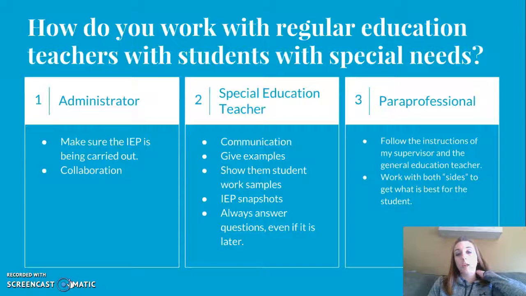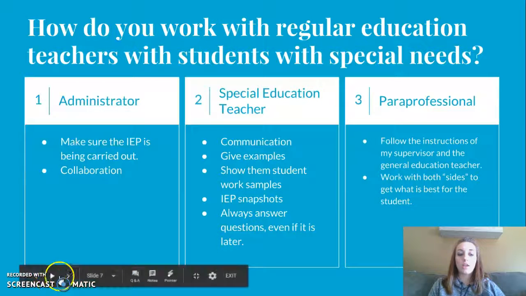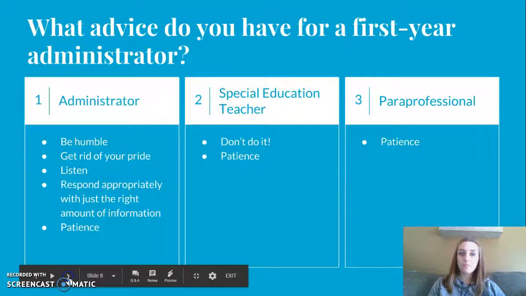She talked about communicating openly, giving them examples of ways that they can effectively work with them, showing them student work samples, showing them what they're doing in your classroom, giving them a snapshot of the IEP, and always answering their questions, even if you have to get to it later. The para said to again follow the instructions of our supervisor, but also to follow the instructions of the gen ed teacher and to work with both sides so that the child can get what's best for them.